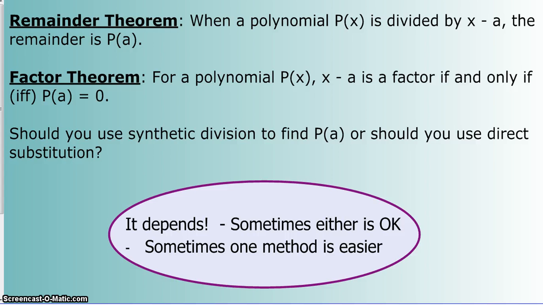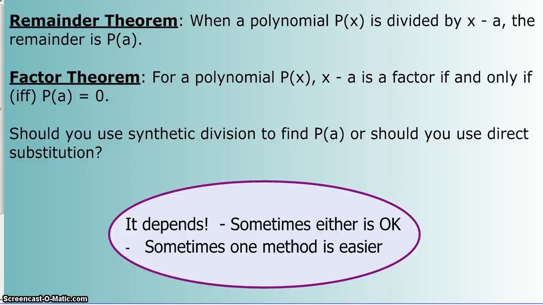Okay, that leads us to a theorem. The remainder theorem says when a polynomial p of x is divided by x minus a, the remainder is p of a. So in other words, if you want to divide and you just want to know what the remainder is, you can take your root and plug it in, and that will give you the remainder.